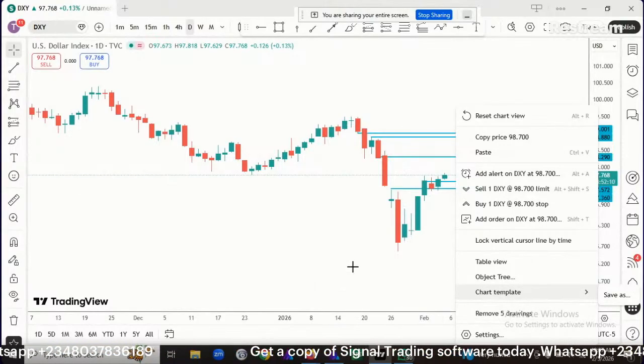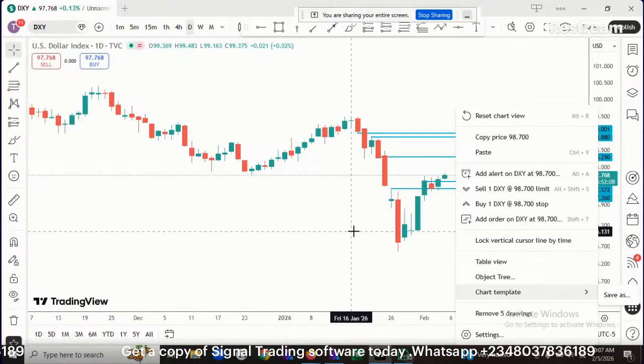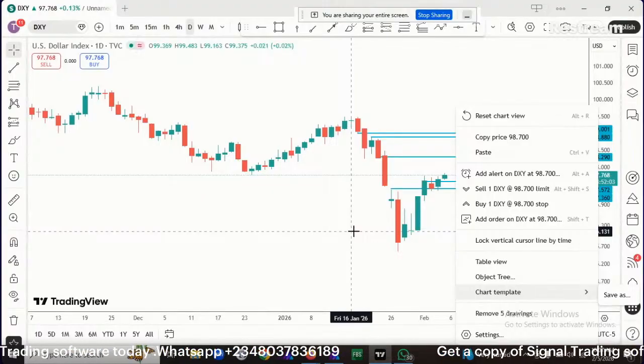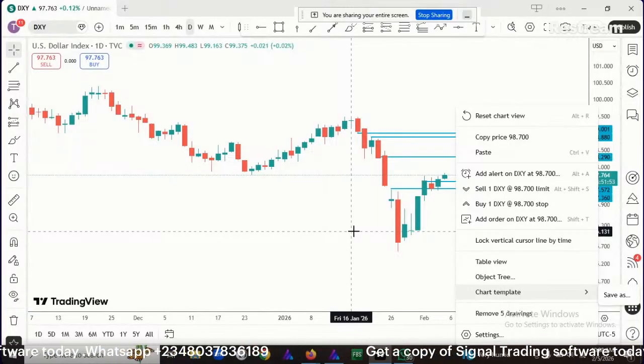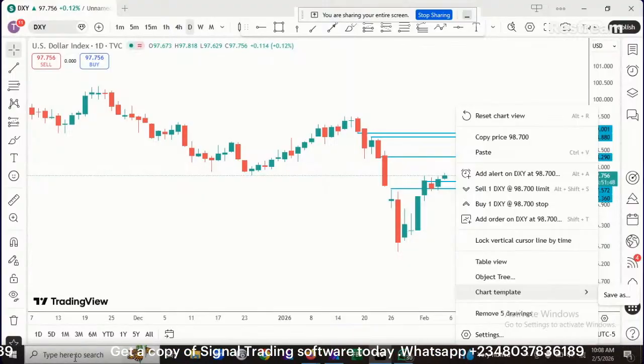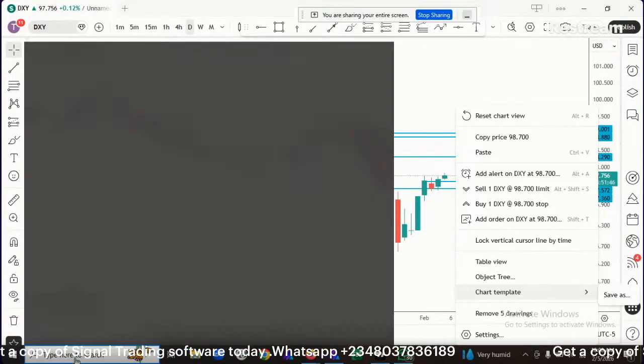Okay. So let's look at the three candlestick patterns. The three candlestick patterns are shooting star, hammer, and engulfing pattern. These are the three candlestick patterns you should focus on.